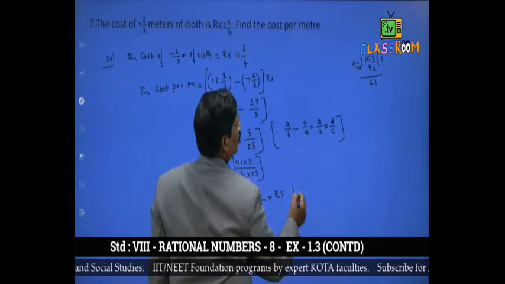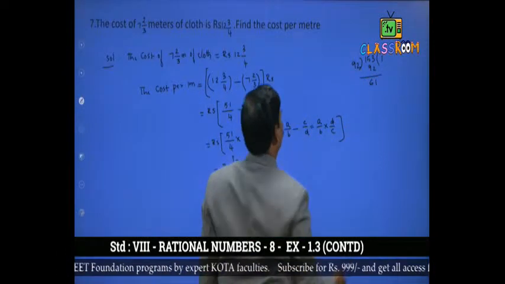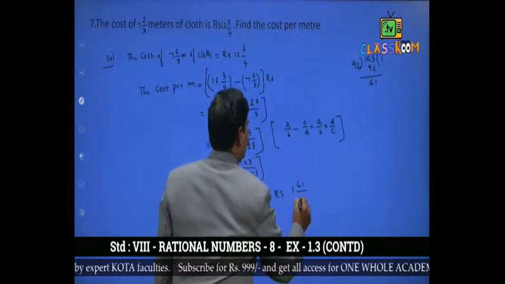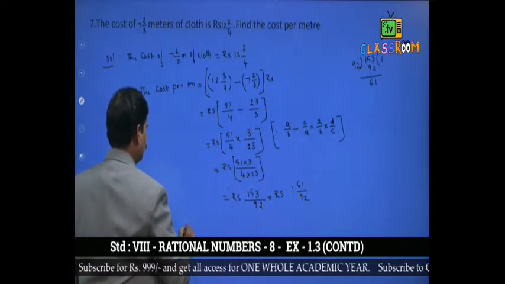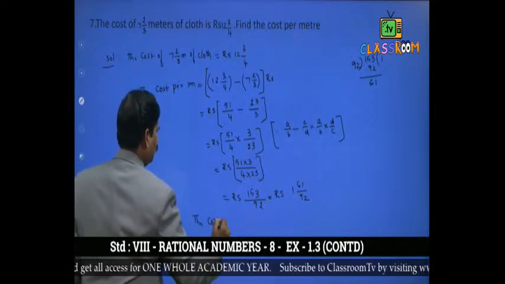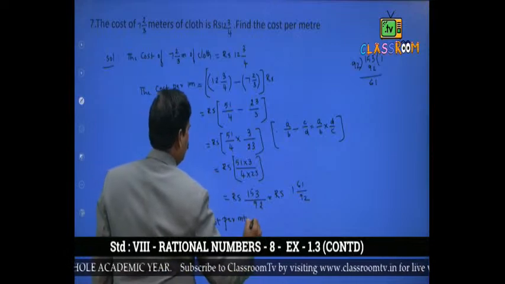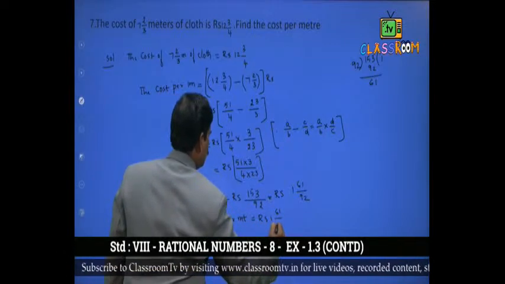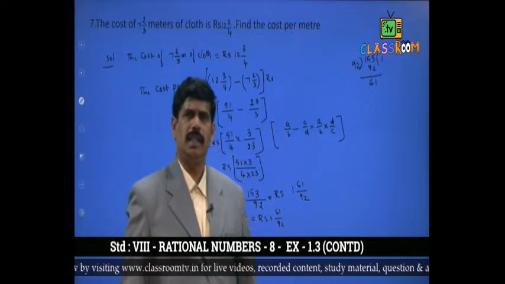1. 3 twos are 6, 1. So 161 by 92. Therefore the cost per meter is equal to rupees 161 by 92 meters. That is the sum.